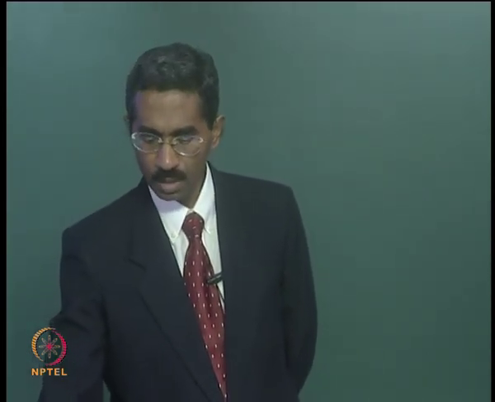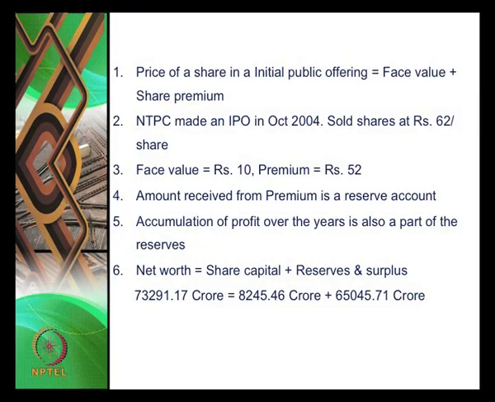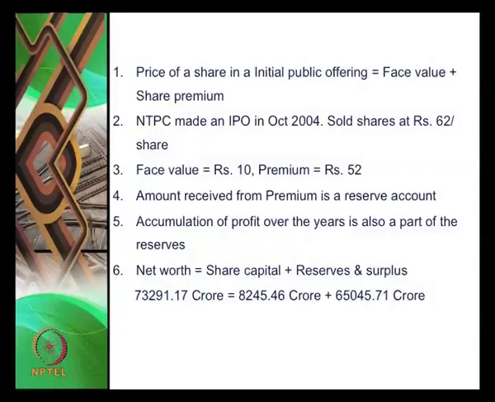So, the price at which the shares are being offered in an initial public offering is both face value and share premium put together. NTPC made an initial public offering in October 2004 and it sold the shares at a price of rupees 62. Now, if you look at it, the face value of the share is rupees 10, but the price at which the share was sold in the initial public offering was 62. So, therefore, the premium that the company has received by selling the share is rupees 52.